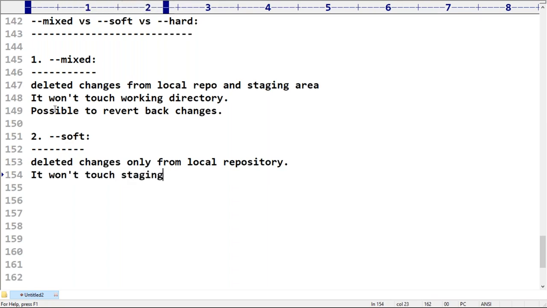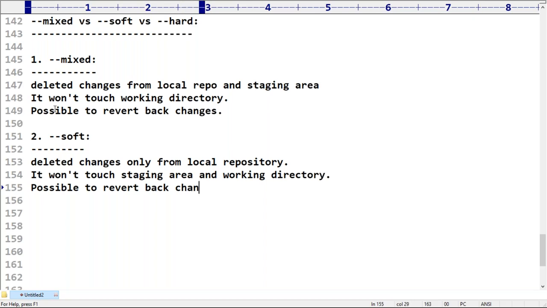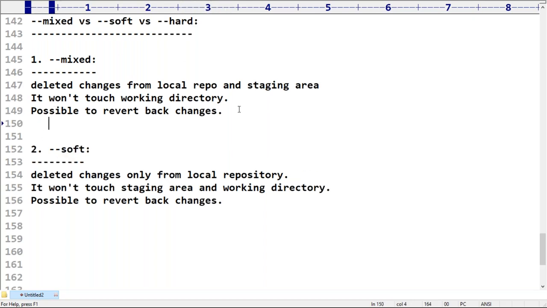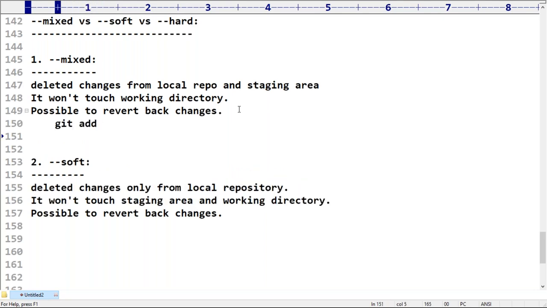It won't touch the staging area and working directory. Sir, is it possible to revert the changes? Okay, here if I want to revert the changes, git add the changes from the working directory to the staging area, and then git commit. Two commands are required.